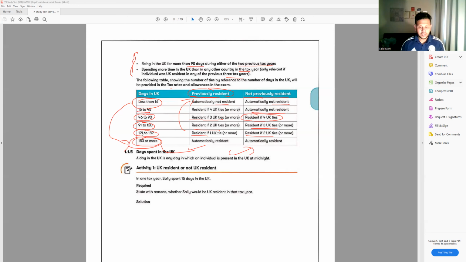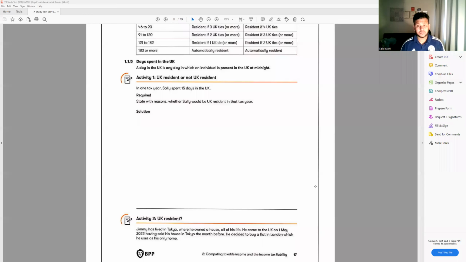One of the activities we have here. Activity 1, say UK resident or not UK resident. So let's look at this question. It says, in one tax year, Sally spent 15 days in the UK.